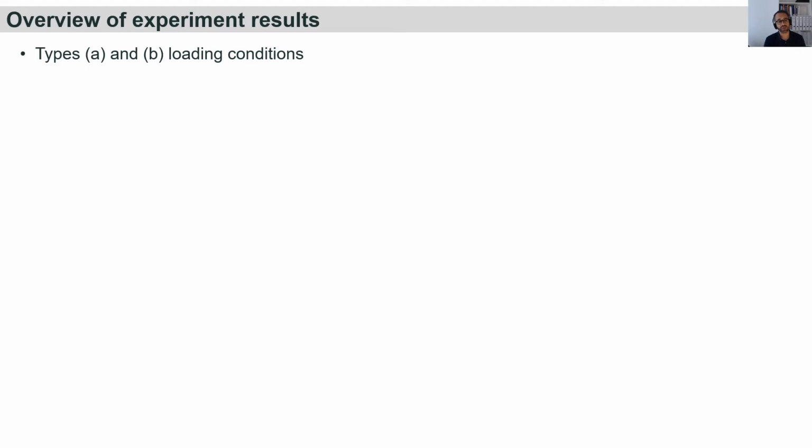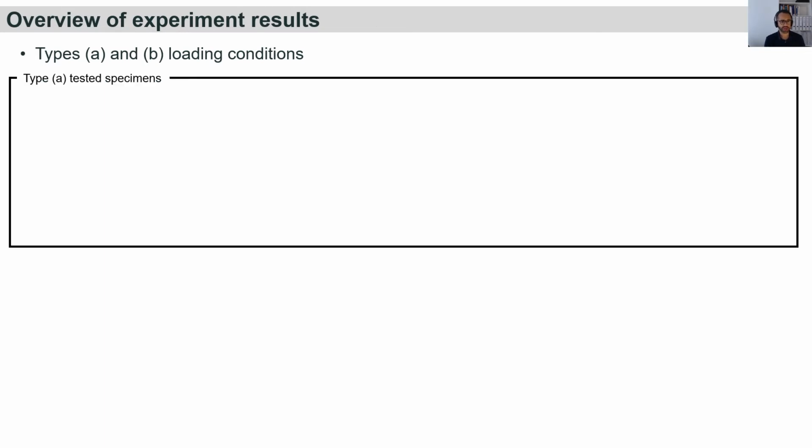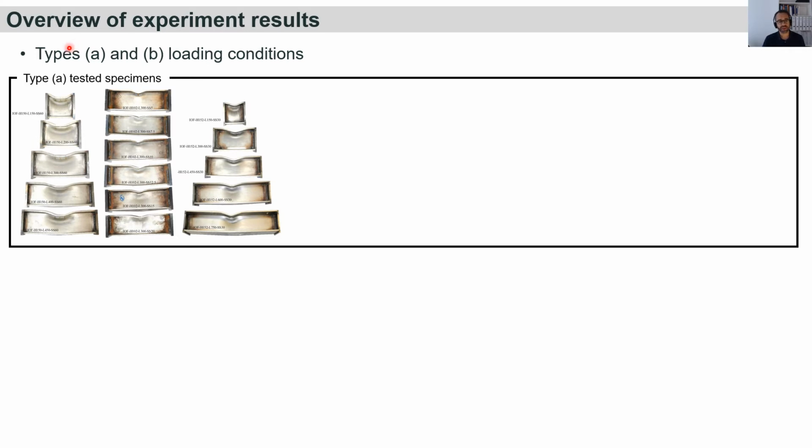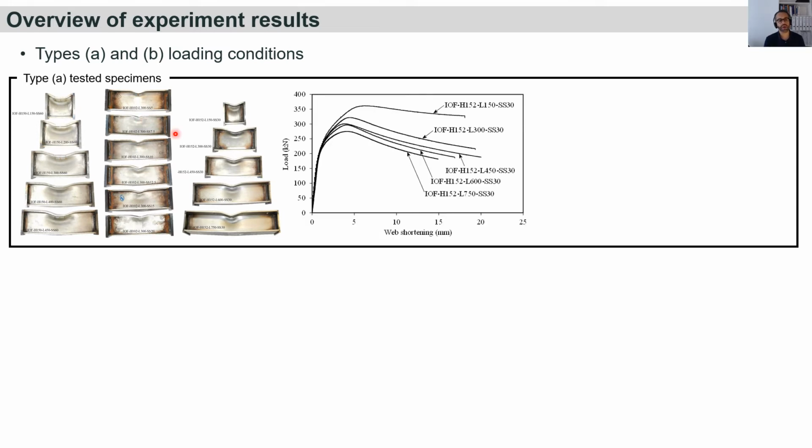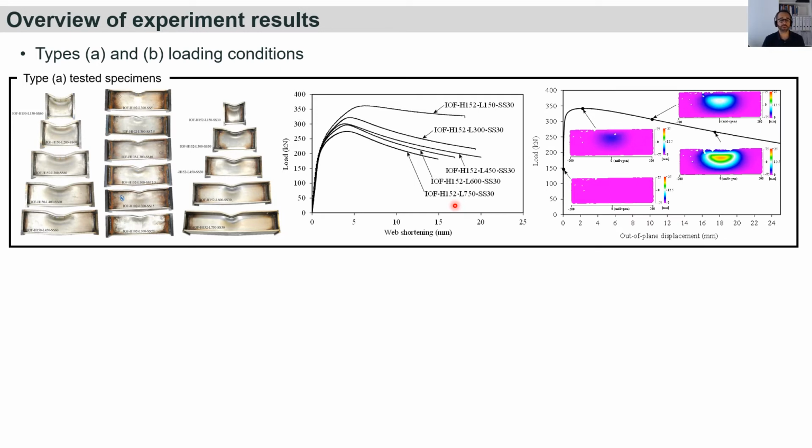So the tests were carried out for a range of cross-section sizes, bearing plate lengths, and member lengths. For type A loading tests, the failure as expected occurs just beneath the concentrated loading at mid-span. This is an example of output, so load web shortening curves for different lengths, beam lengths in this case. And the out-of-plane displacements were captured by digital image correlation. You can clearly see here the whole out-of-plane displacement field throughout the entire test, not only the peak load, but even beyond.